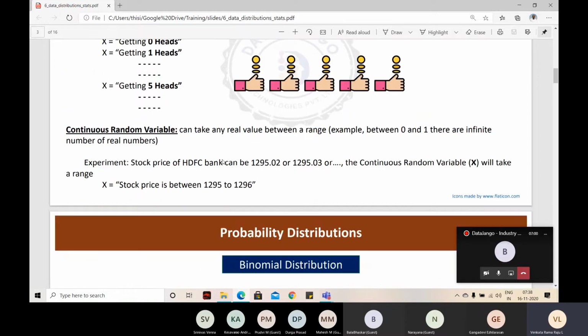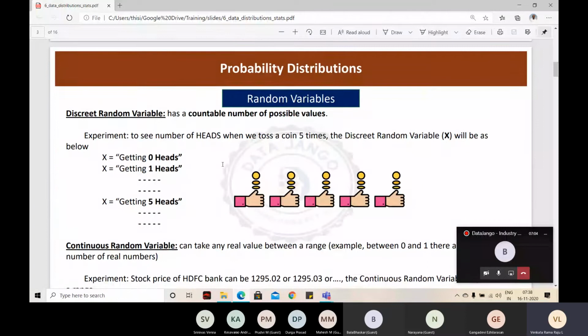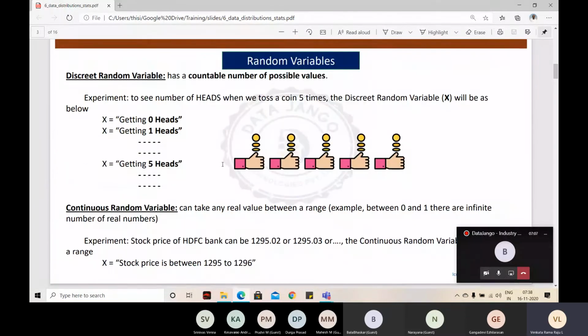And discrete random variable generally we take as a unique number like this, getting 5 heads, like that. So we need to understand theoretical distributions, because in real time when you look at data, it will have some kind of a distribution. If you know some theoretical distribution, some basis, then you'll be able to make some understandings out of the data. So to bring out some insights from data, we are trying to understand some theoretical distributions.